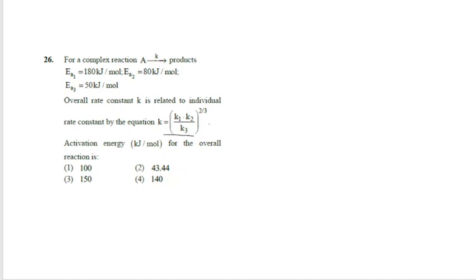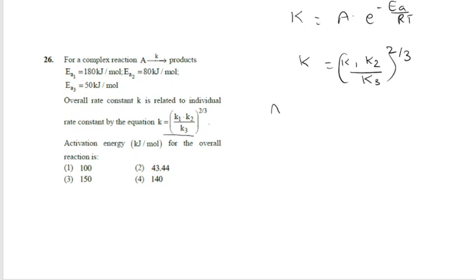If we consider this particular Arrhenius equation, we know that K is equal to A into e power minus EA by RT, right? So they have given the relation K is equal to K1 into K2 divided by K3 whole to the power 2 by 3. Now let's apply the formula here. A into e power minus EA by RT. Let us say these are the A dash and EA dash, and we have to calculate the EA dash here. That's what they are asking for.